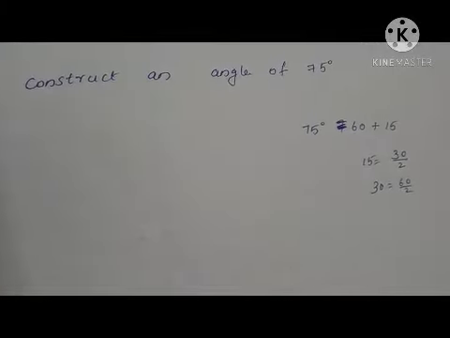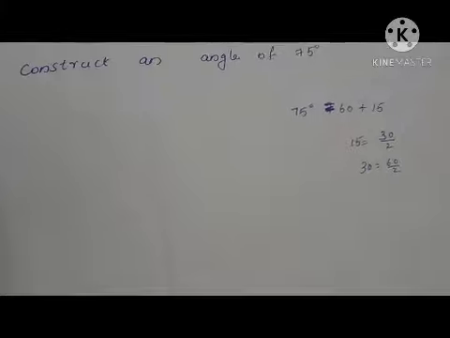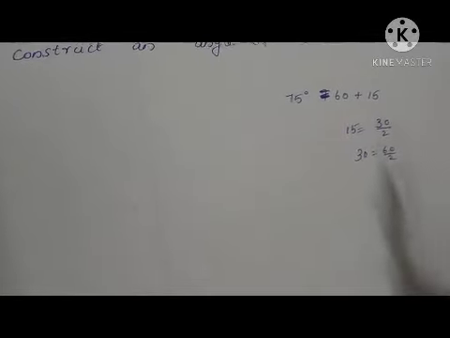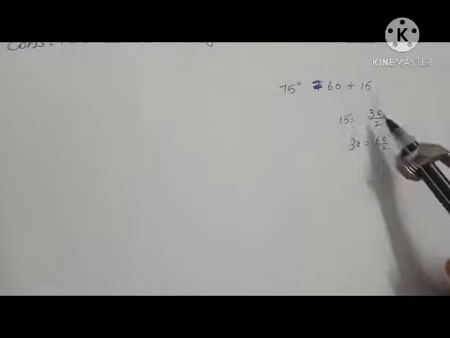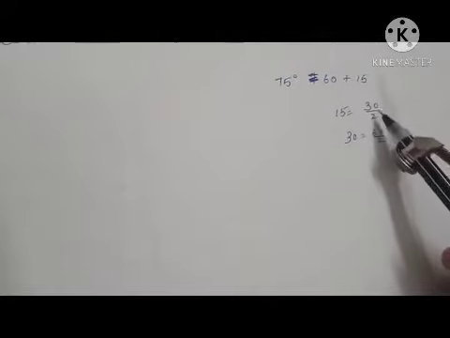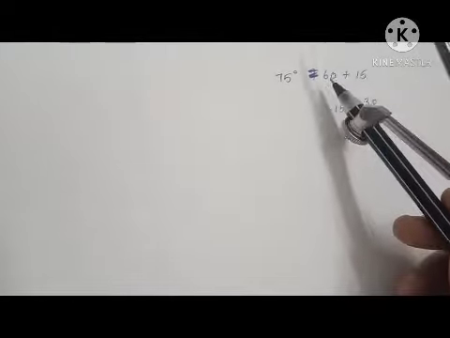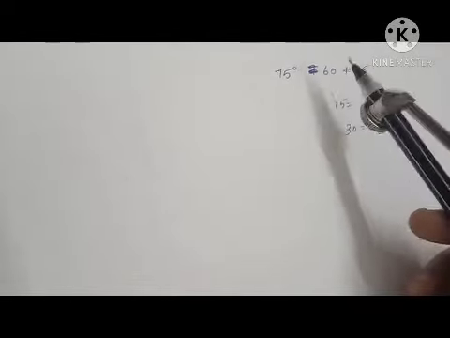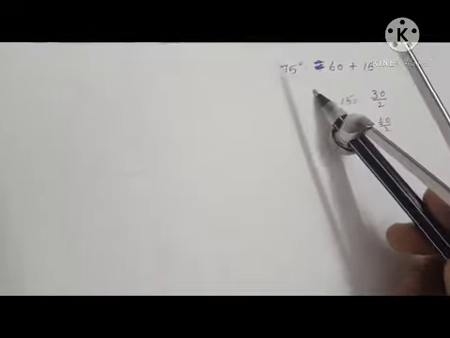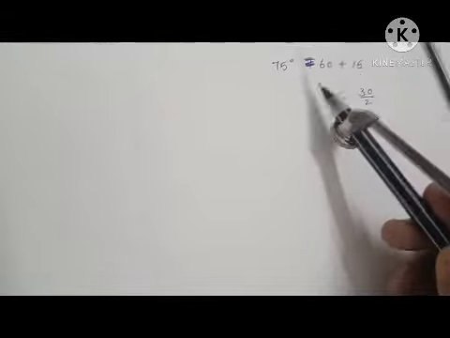Construct an angle of 75 degree. We know that 75 degree is 60 plus 15. 15 means what? 30 by 2. For getting 30 what will we do? 60 by 2. So we have to draw 60 degree. Then one more 60 degree. It's half and that's half. Okay, that is the way.